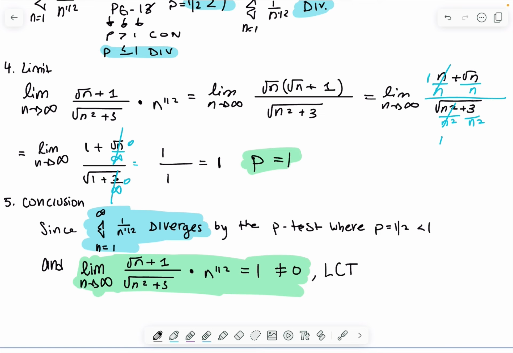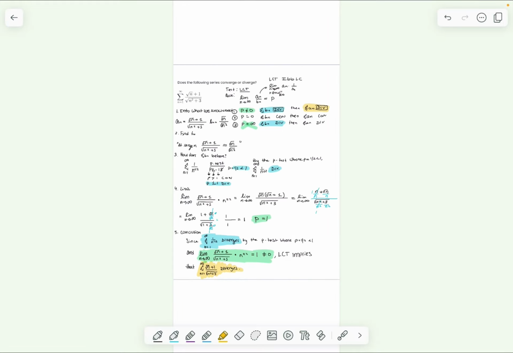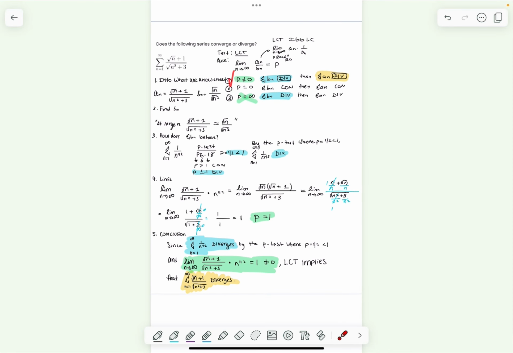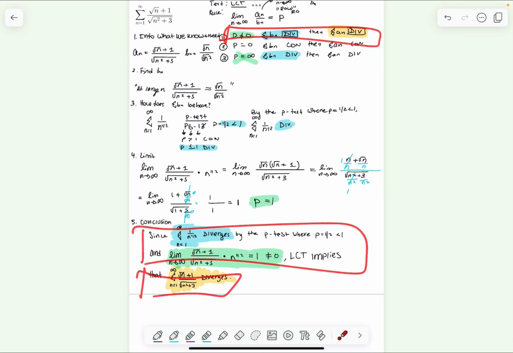Then the LCT, the limit comparison test, implies that the given series from n equals 1 to infinity diverges as well. And that's our yellow part. So make sure that your conclusion has your 3 main things, your answer, and your justification for that answer.